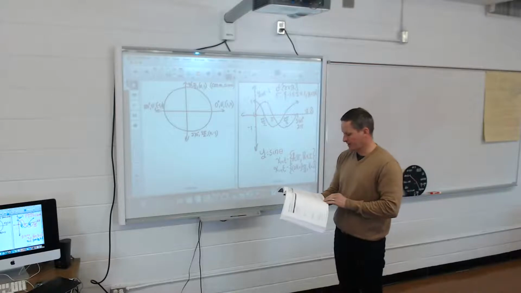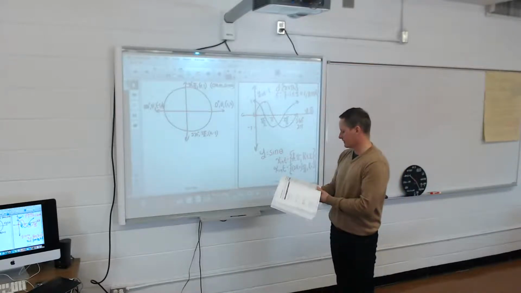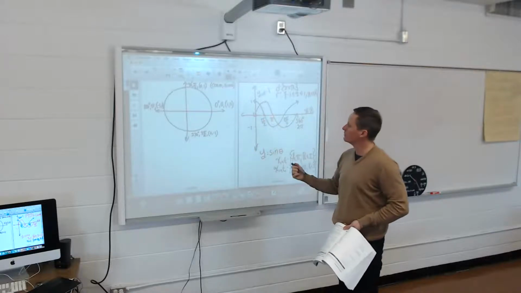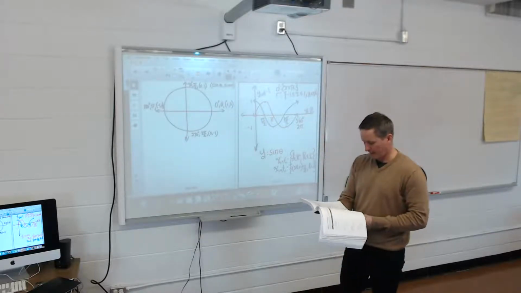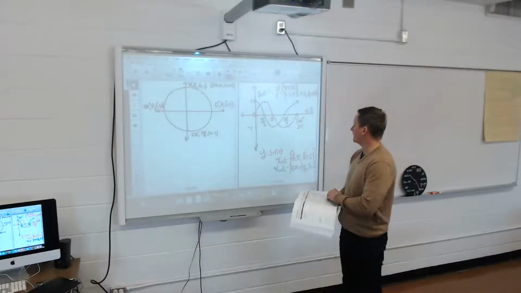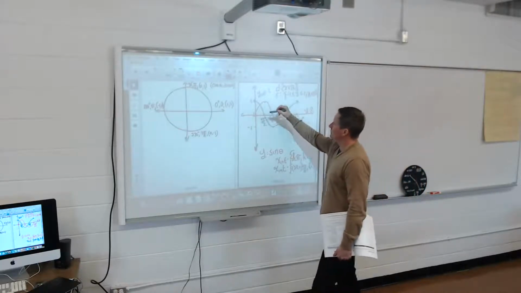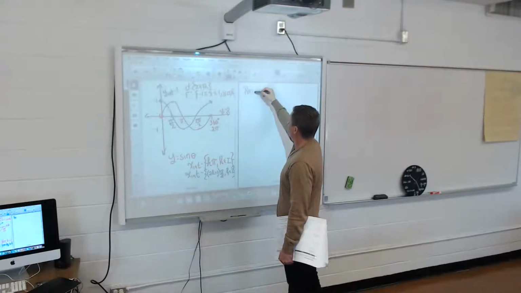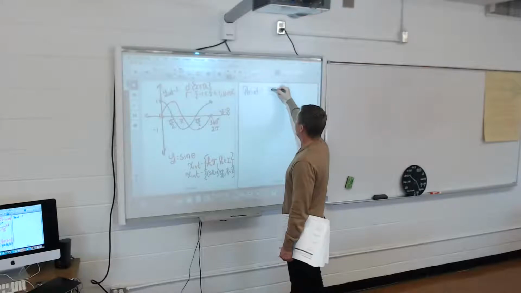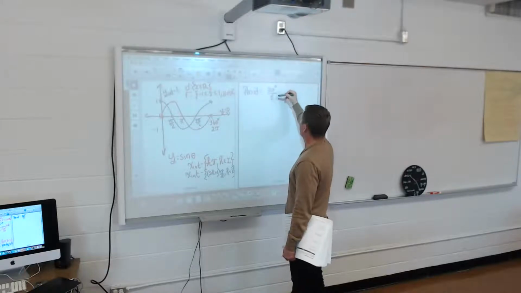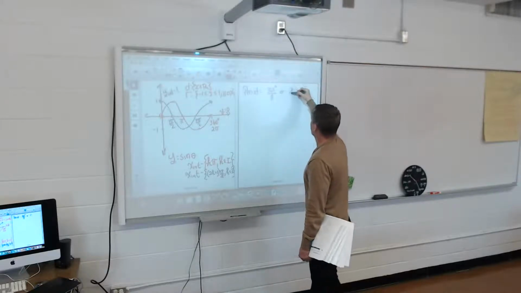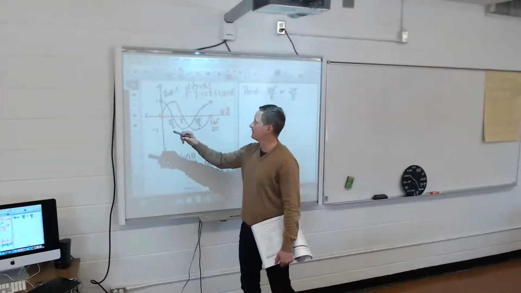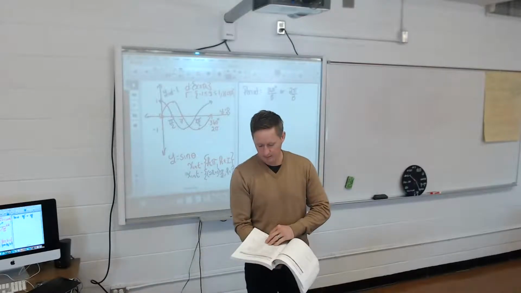All right. Amplitude, I take my maximum value, subtract my minimum value, and divide by 2. So 1 subtract negative 1 is 2. 2 divided by 2 is 1. The period is found by taking, so my period for this graph is 360 degrees over b, or 2 pi over b in terms of radians. Okay.